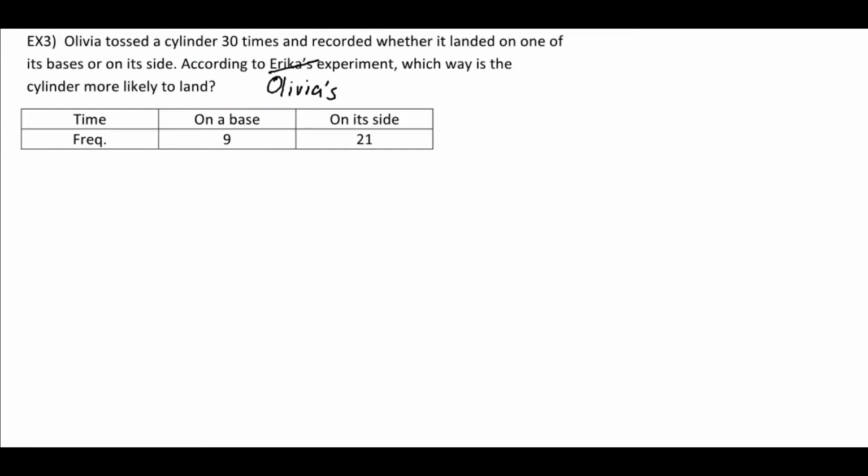Let's go and highlight keywords real quick. I know the cylinder was tossed 30 times. That's the number of trials. And we recorded whether it landed on its base, so on the cylinder's base, or did it land on the side. So I'm going to highlight that keyword side. And according to Olivia's experiment, which way is the cylinder more likely to land? So we want to know which way it's more likely to land. Okay, and we can see that the data has been recorded here.